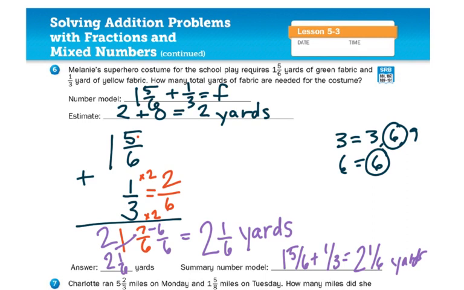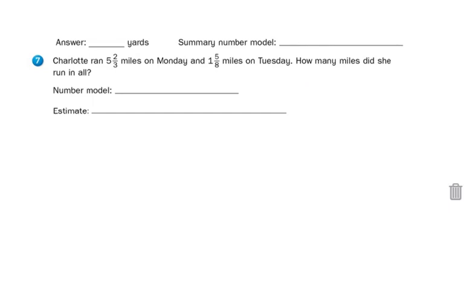Remember, at any point in time, if you need to pause the video so that you can write down everything, do so, because you'll be taking a picture of these pages for Schoology. Charlotte ran 5 2/3 miles on Monday and 1 5/8 miles on Tuesday. How many miles did she run in all? So it's adding them all up.